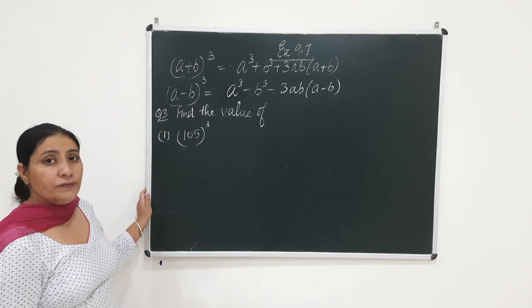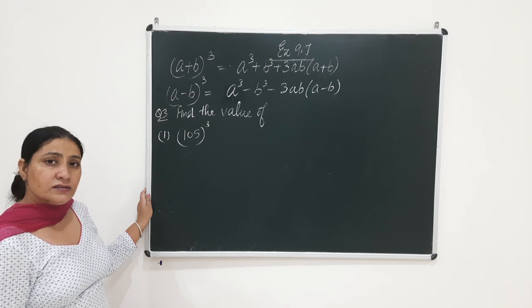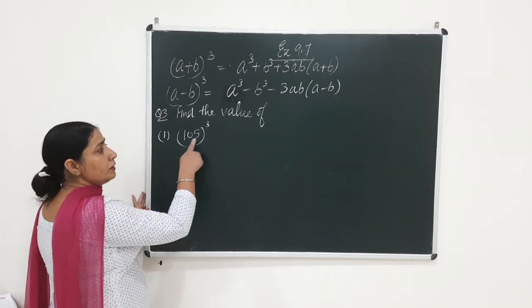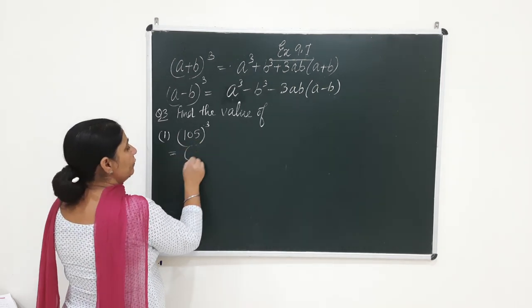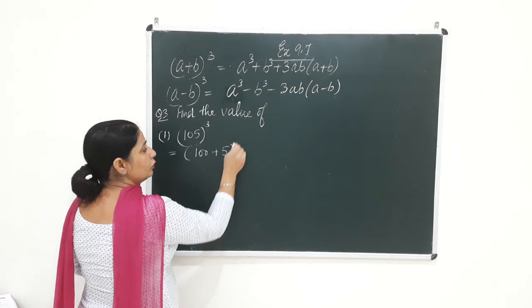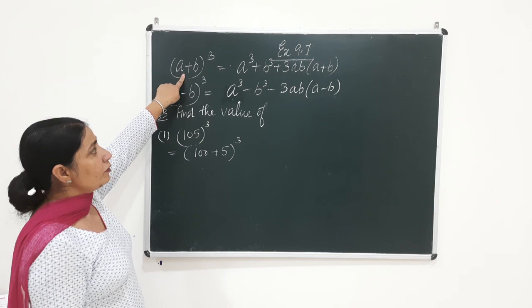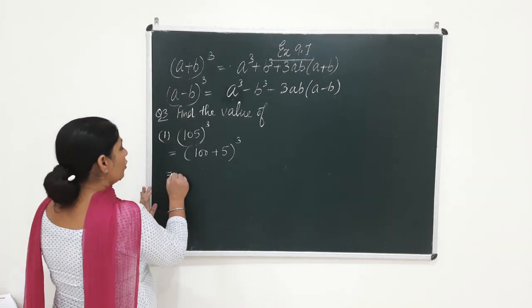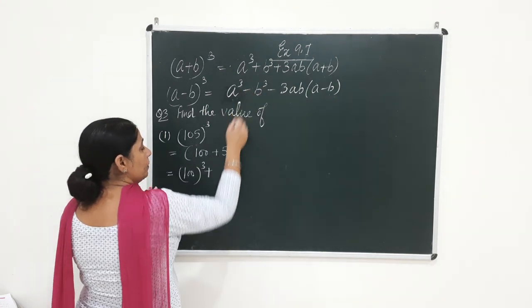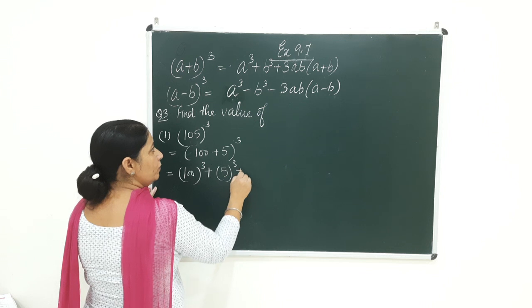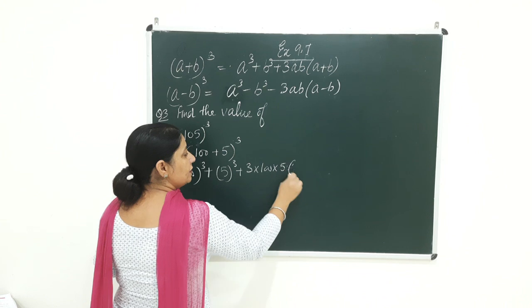And beta, now we have to find the value of 105 the whole cube. So in the previous exercise also, we broke up this number into two parts, made it a binomial and then did the calculation. Again 105, we will break it up as 100 plus 5 the whole cube. Okay beta? This 100 plus 5 the whole cube is resembling the formula a plus b the whole cube. So accordingly you can write the formula and solve it. A cube will be equal to 100 cube. B cube will be equal to 5 cube. 3 multiplied by a, which is 100, b is 5, bracket start 100 plus 5.